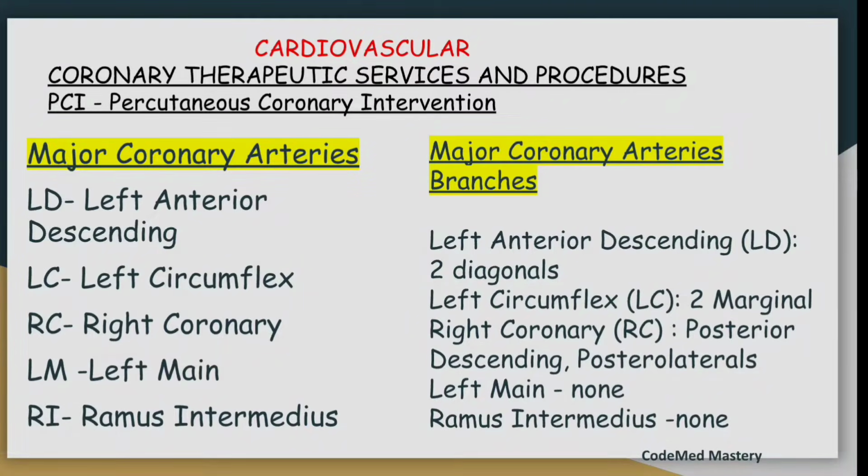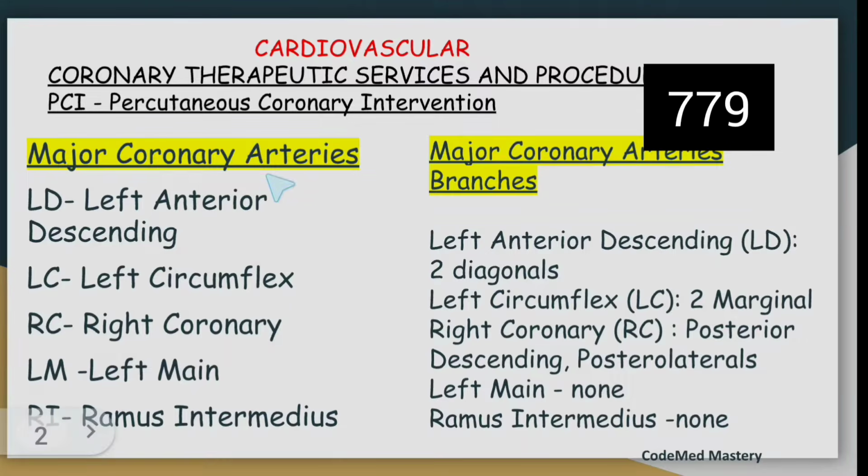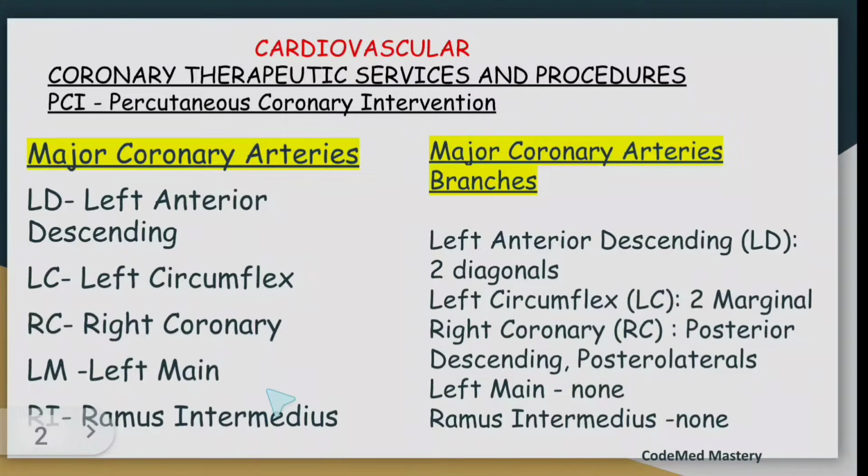In your CPT book, page number 779, they have mentioned the names of all these coronary arteries. So there are 5 major coronary arteries. Now it is also important to know the major coronary artery branches. These are the coronary arteries and these are the coronary artery branches.